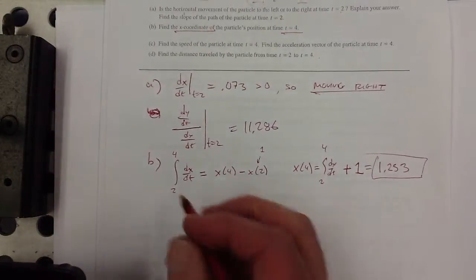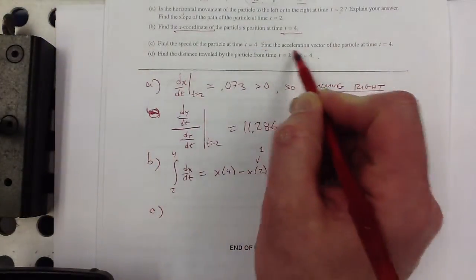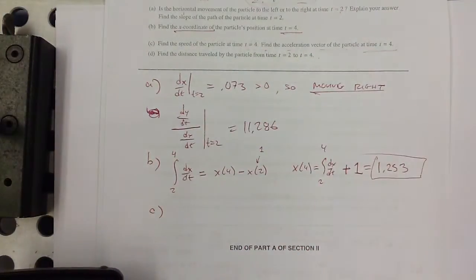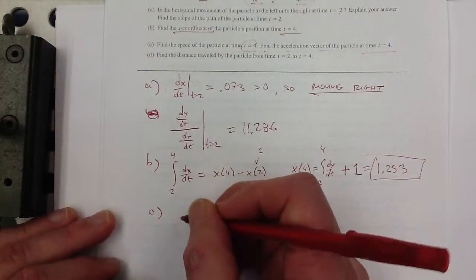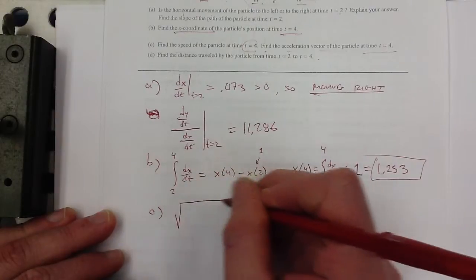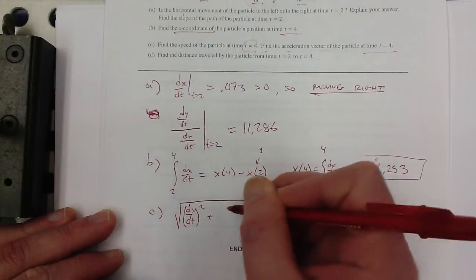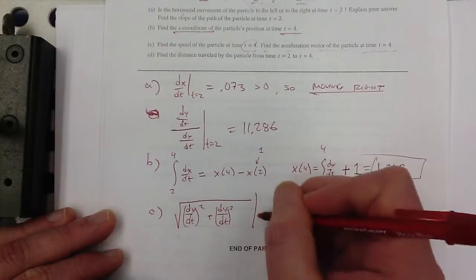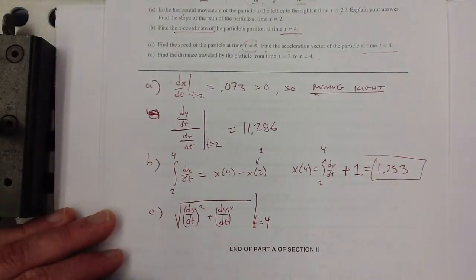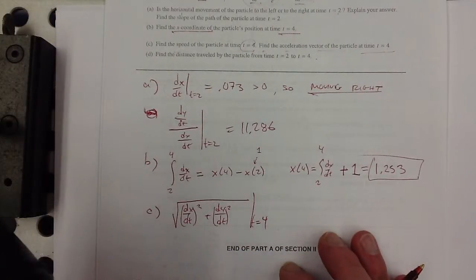All right. C, find the speed of the particle at time 4, and find the acceleration vector of the particle at time 4. Well, the speed is the square root of dx/dt squared plus dy/dt squared, evaluated at t equals 4. That's how we do that, right? So, what's the easiest way to enter that into the calculator?